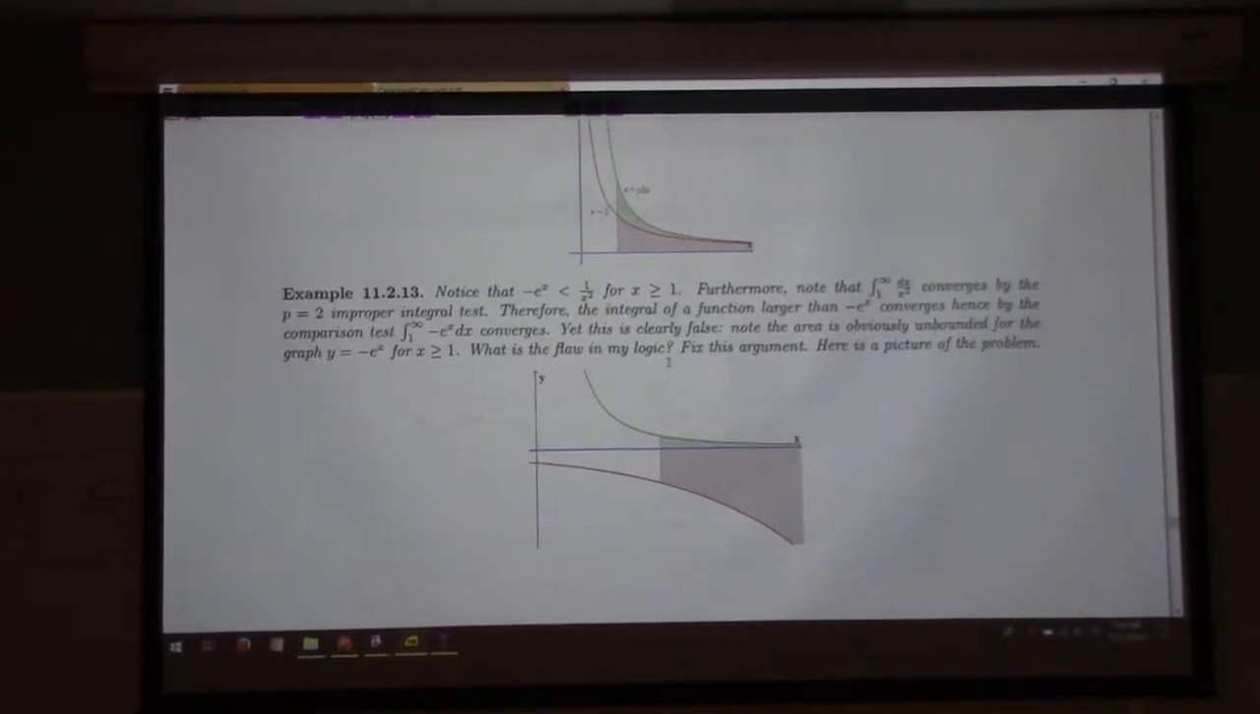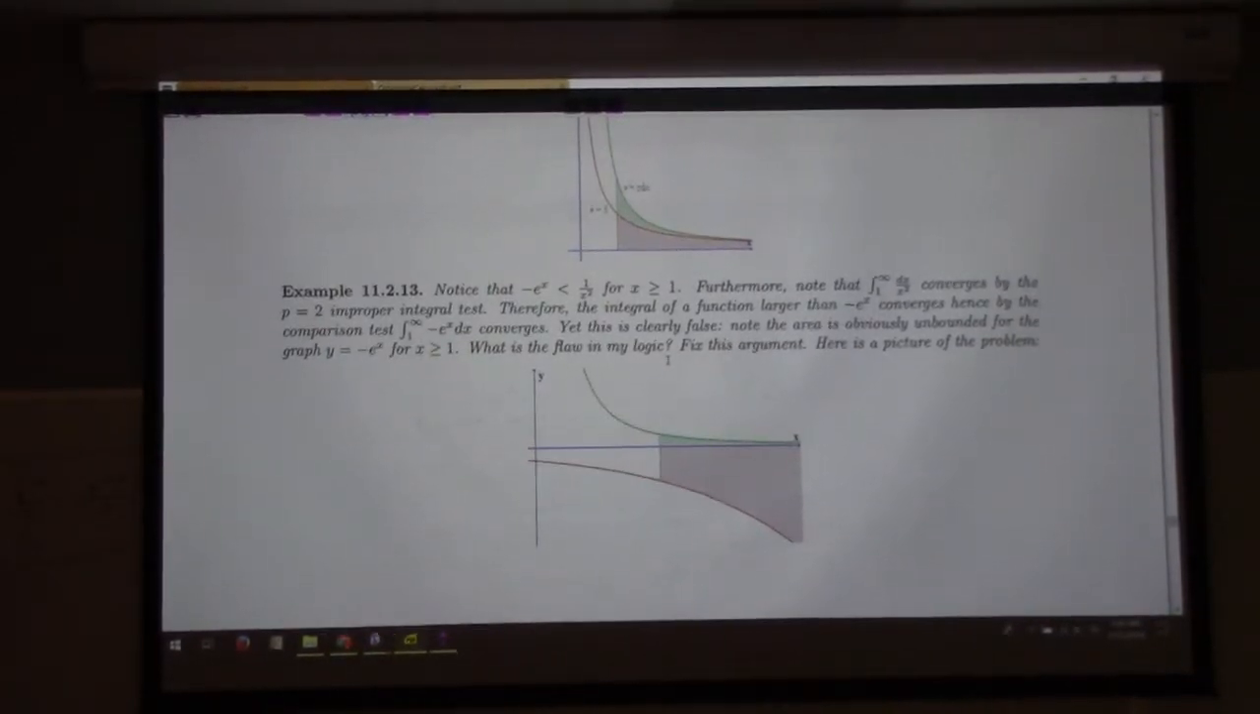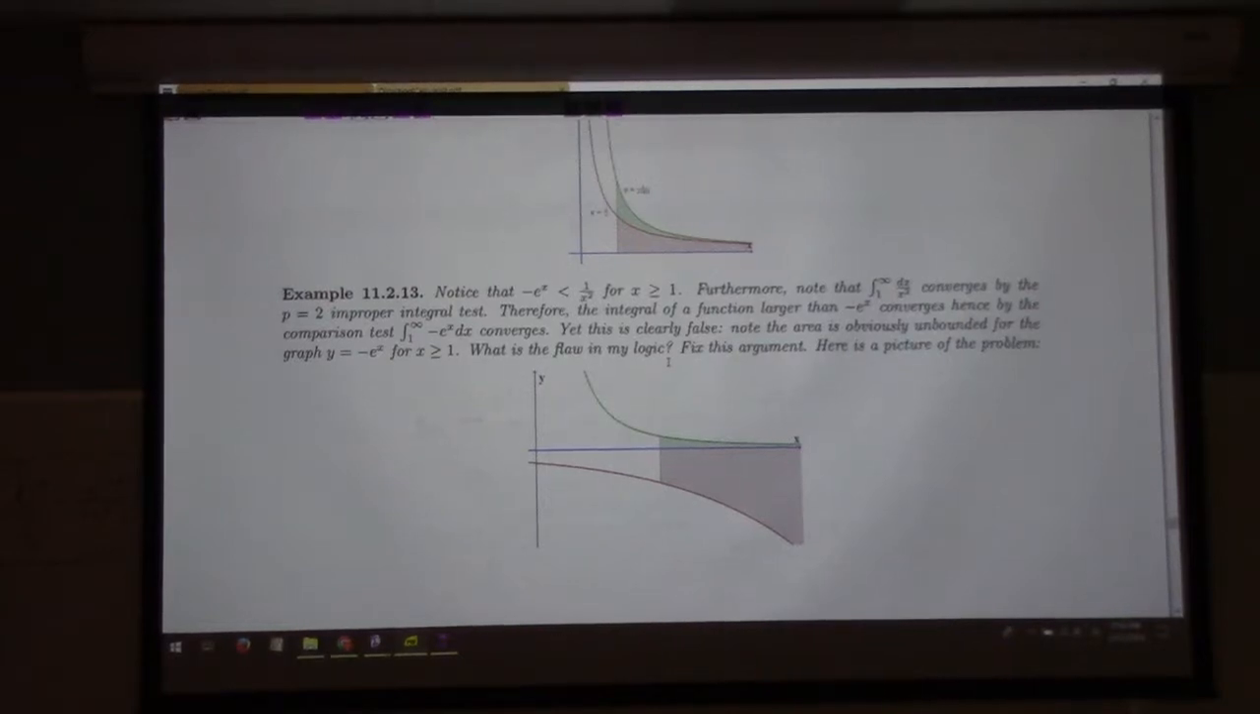Yes. Excuse me, minus e to the x. Is it less than 1 over x squared? Yeah, it sure is. Is the p equals 2 integral convergent? Sure is. Is the integral from 1 to infinity of e to the minus e to the x convergent? It is not, right? Because I've failed to meet the other condition of the comparison test here, which is that we're comparing a positive function.